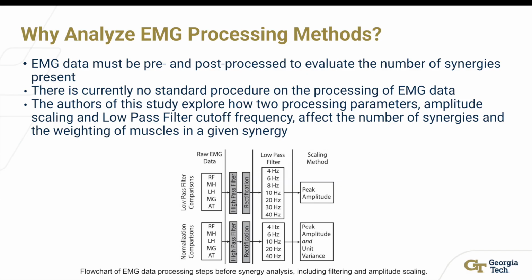This paper focuses on how low-pass filter cutoff frequency and amplitude scaling affect the number of synergies calculated and the weighting of muscles within a given synergy. So we know what's robust and what's sensitive to change in the processing method.